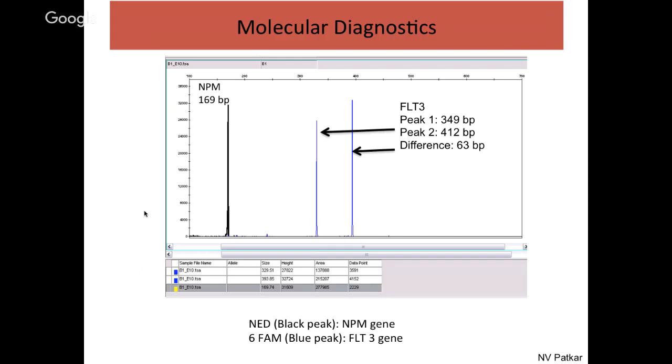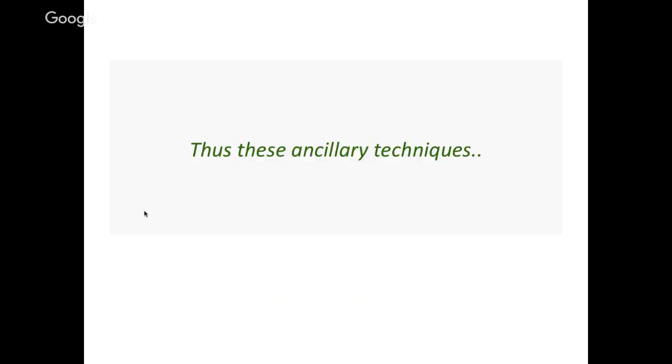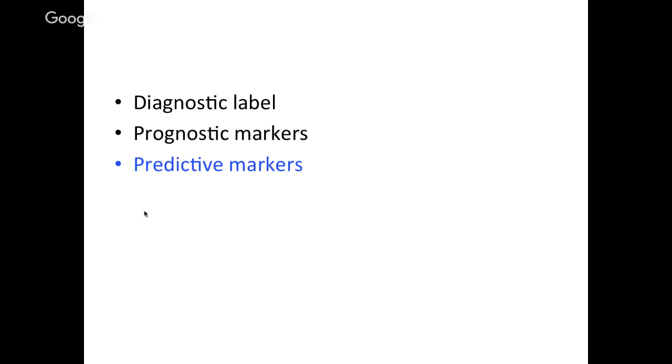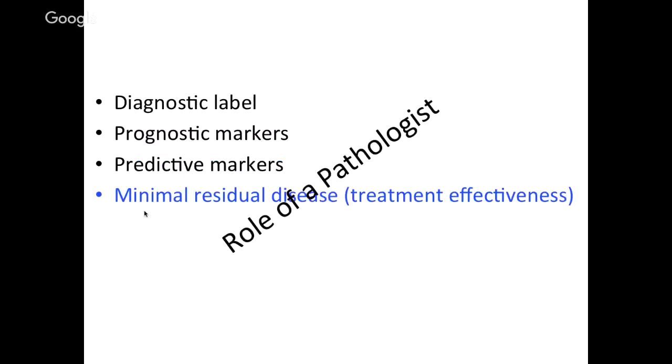Just to give an example, this is the FLT3 mutation in a case of AML. This FLT3 mutation is a bad sign. So all these techniques help you in diagnosing, in prognosticating, and giving you predictive markers. Just to conclude, these ancillary techniques help you reach a diagnosis, help you find good leukemias versus bad leukemias, and also help you with predictive markers. Like CD20 is a good predictive marker for lymphomas; we can give rituximab. And next, very important, treatment effectiveness. These techniques can help you follow up the patients for minimal residual disease after treating them with chemotherapy.